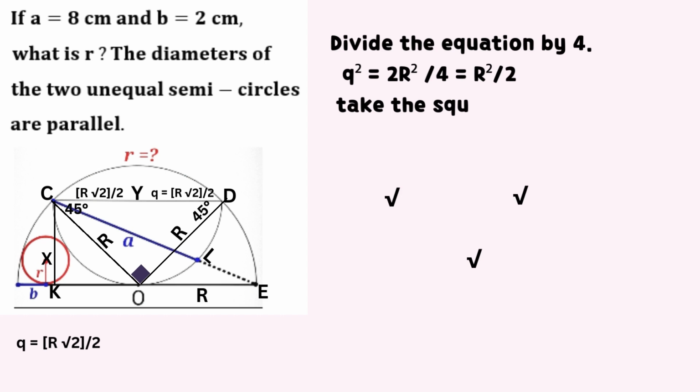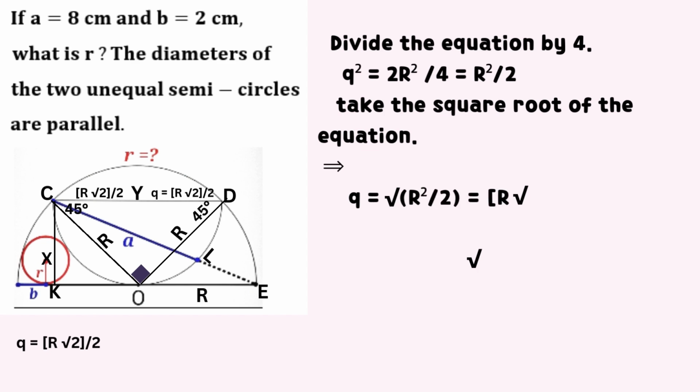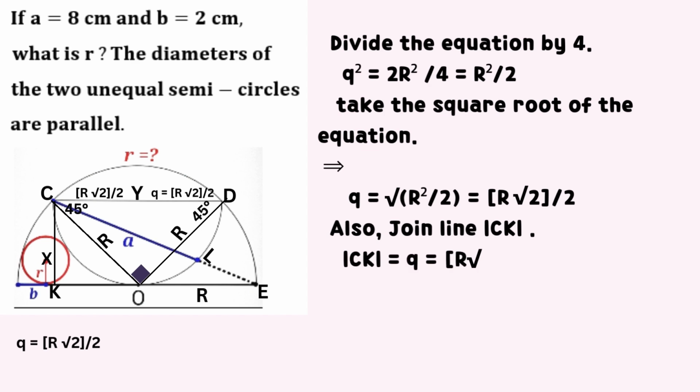Divide the equation by 4. The square of Q equals 2 times the square of R divided by 4, which equals half the square of R. Take the square root of the equation. This implies that Q equals half the product of R and the square root of 2.